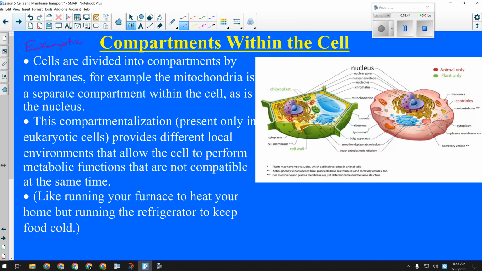Okay. And so that compartmentalization means that if one process needs it to be a little warmer and maybe have a lower pH than a neighboring process, okay, they can have it. They can have the perfect conditions. And that's, of course, an advantage because if processes are happening in their perfect conditions, they're going to happen better.